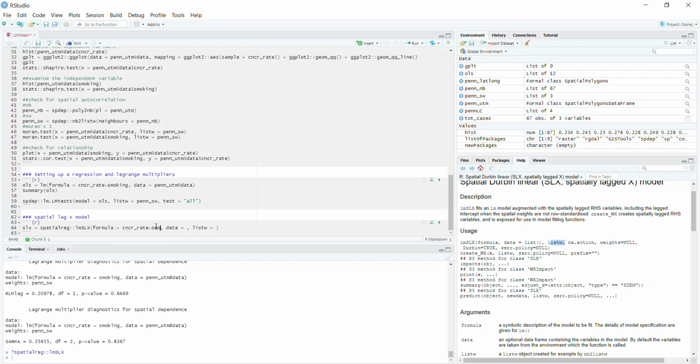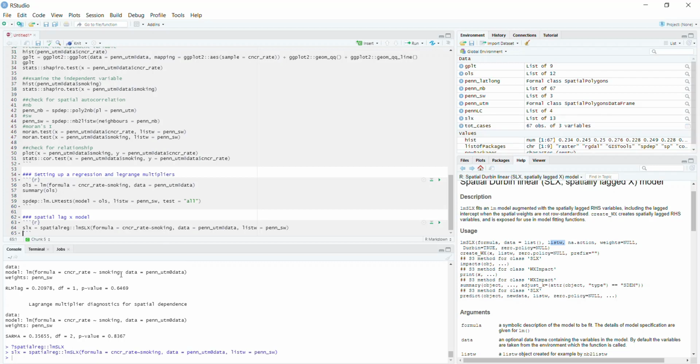regressed against smoking. Okay. The data is going to be pen_UTM@data, because this is the data frame associated with the spatial polygons. And then this listw here is going to be the spatial weights matrix, so this is going to be pen_SW. So again, just to recap: formula, data, spatial weights matrix. This is very similar to the construction we've seen before. And if we run this, we see that nothing happens, which is perfect. We didn't get an error.